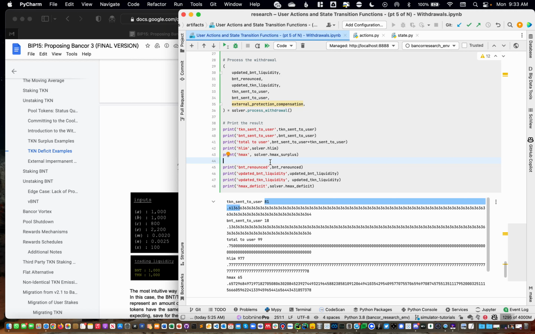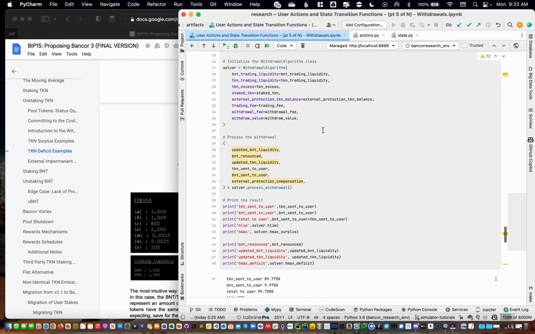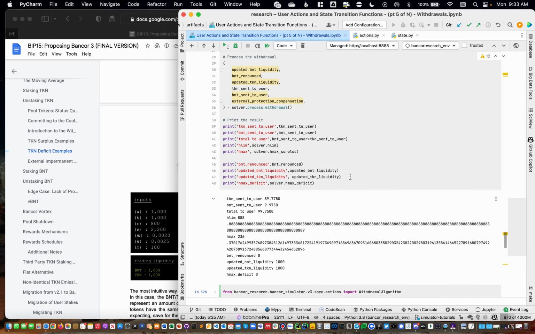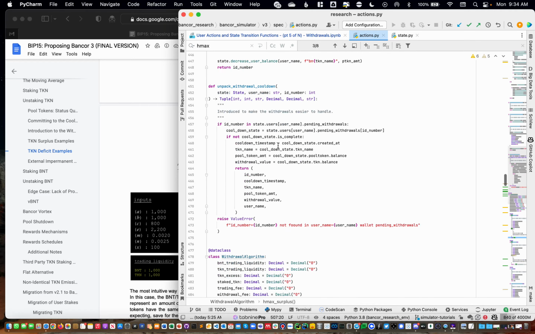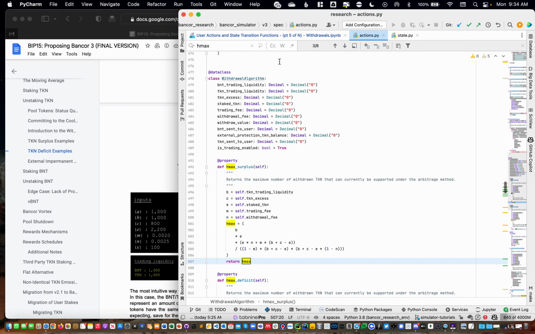But yeah, I think with that we're about 5 minutes over. I'm going to push this again. So this is going to be called User Action State Transition Functions Part 5 of N. I guess I'm going to put Part 5 of 5 because today we're essentially finishing covering the user action section.